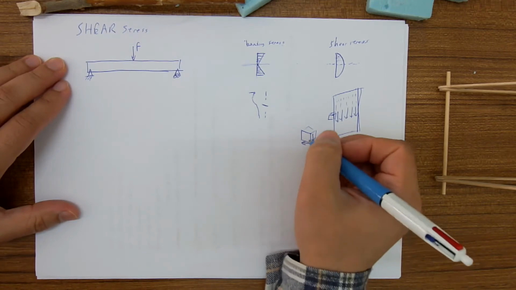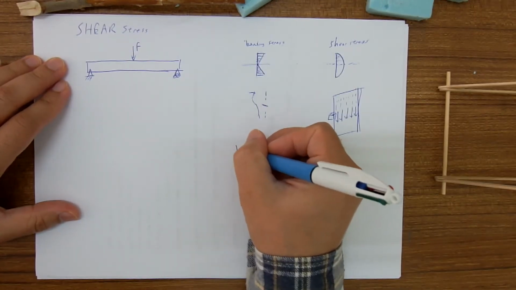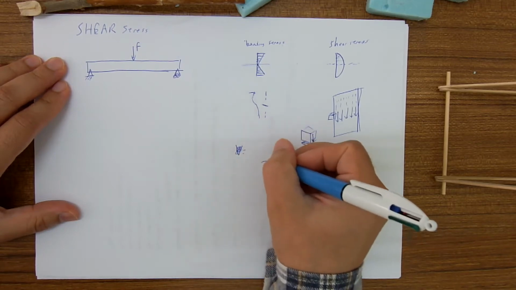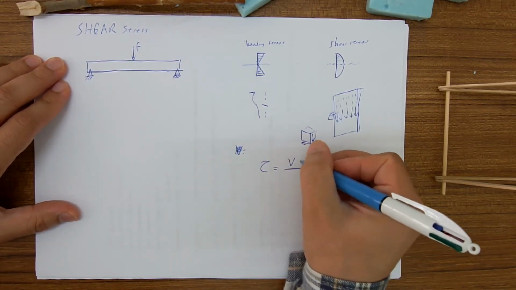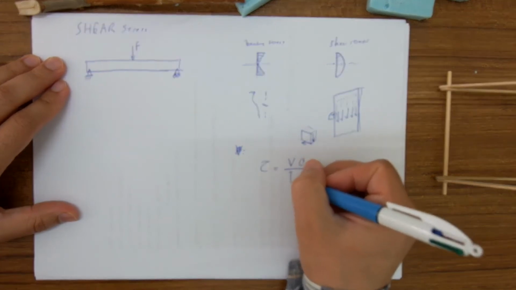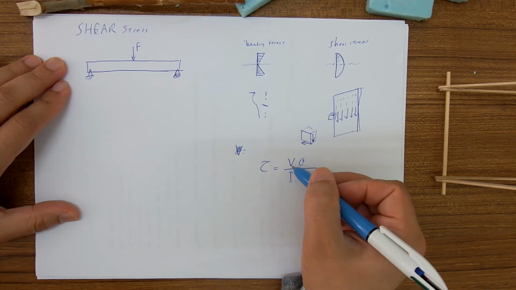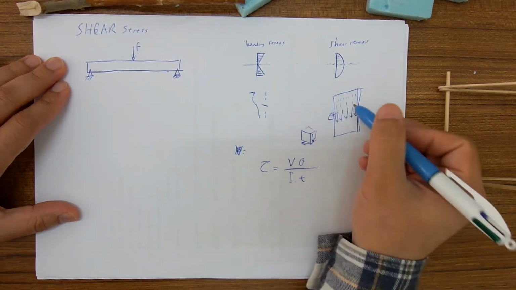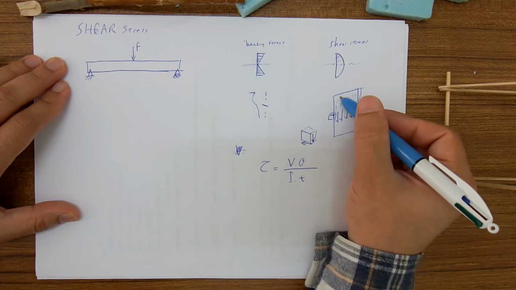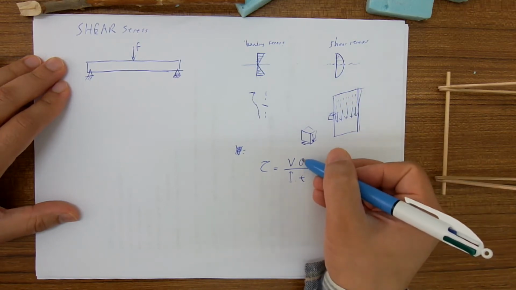So the formula in order to calculate the shear stress is this: tau is equal to V times Q over I times T. V here is the shear load, the average shear load that applies to the section of interest. Q is the first moment of area.